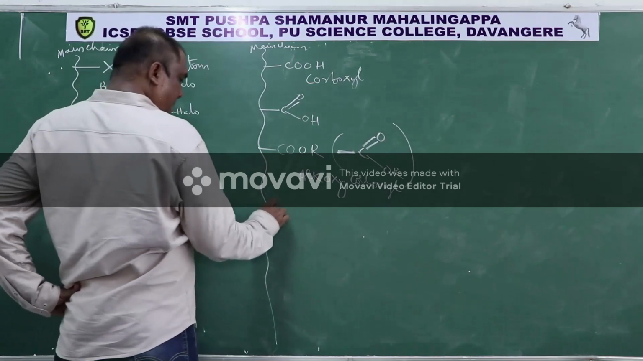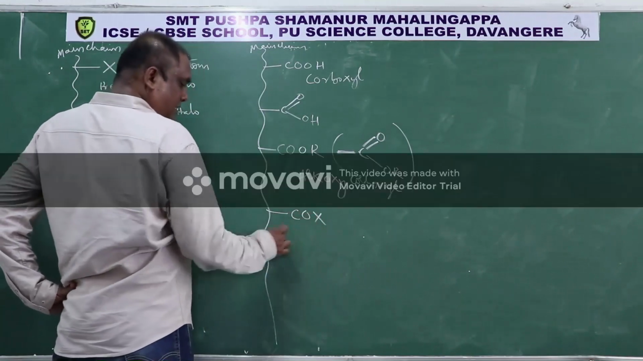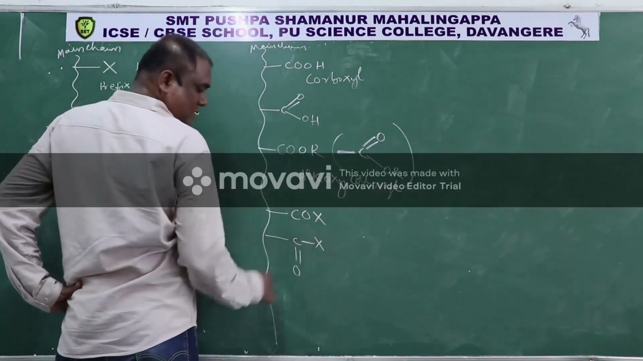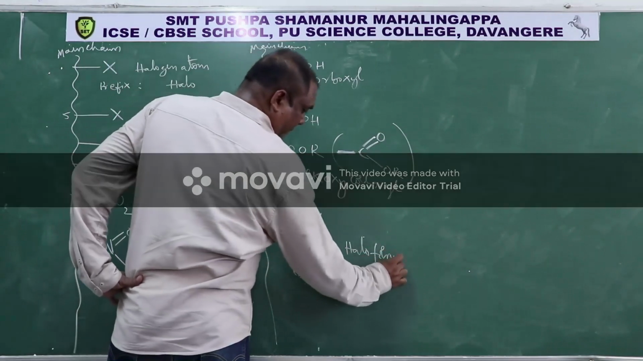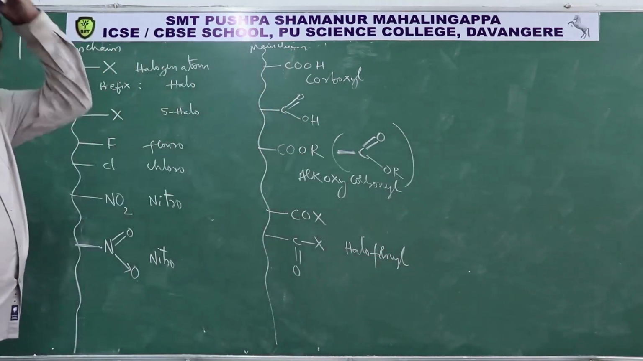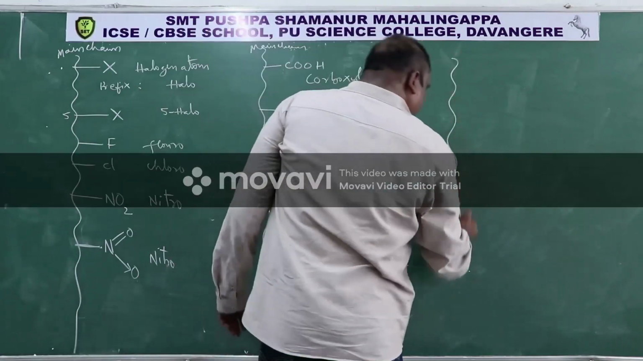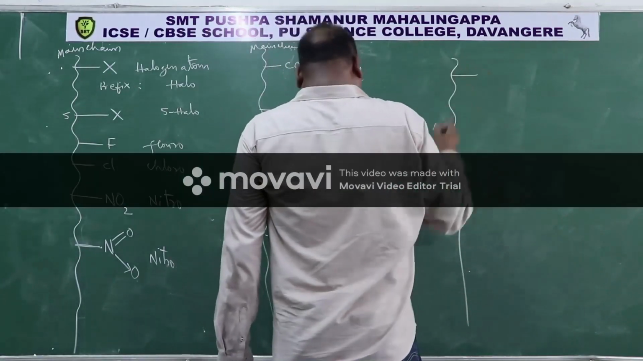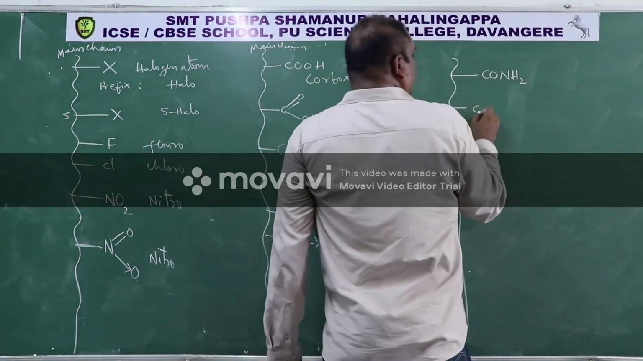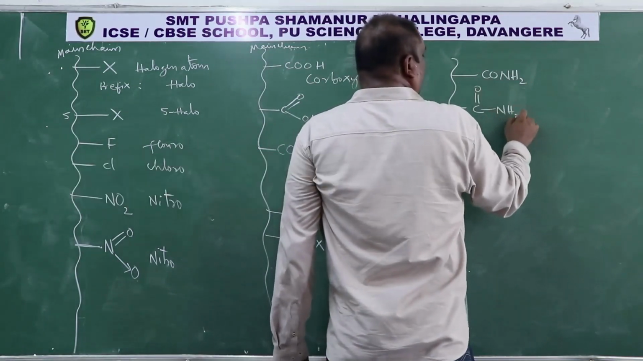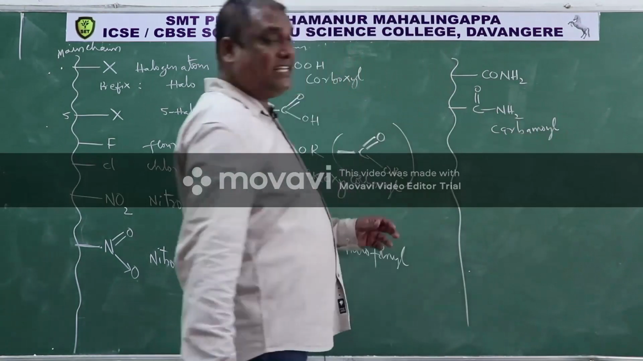Then COX. This COX is written as C double bond O X. Now, the name of this is haloformyl. The side chain name is haloformyl. Then, to the main chain, if the side chain is CONH2, means that CONH2 is written as C double bond O NH2. This is called carbamoyl. The name of the side chain is carbamoyl.